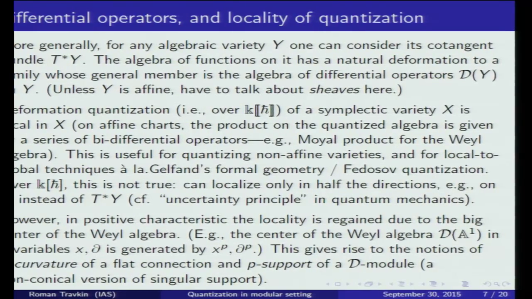For example, the center of the Weyl algebra in the one-dimensional case that we considered before, D of A1, the algebra in two variables, x and d, is generated by x to the p power and d to the p power. This gives rise to the notion of p-curvature of a flat connection and p-support of a D-module, which is a non-conical version of singular support.